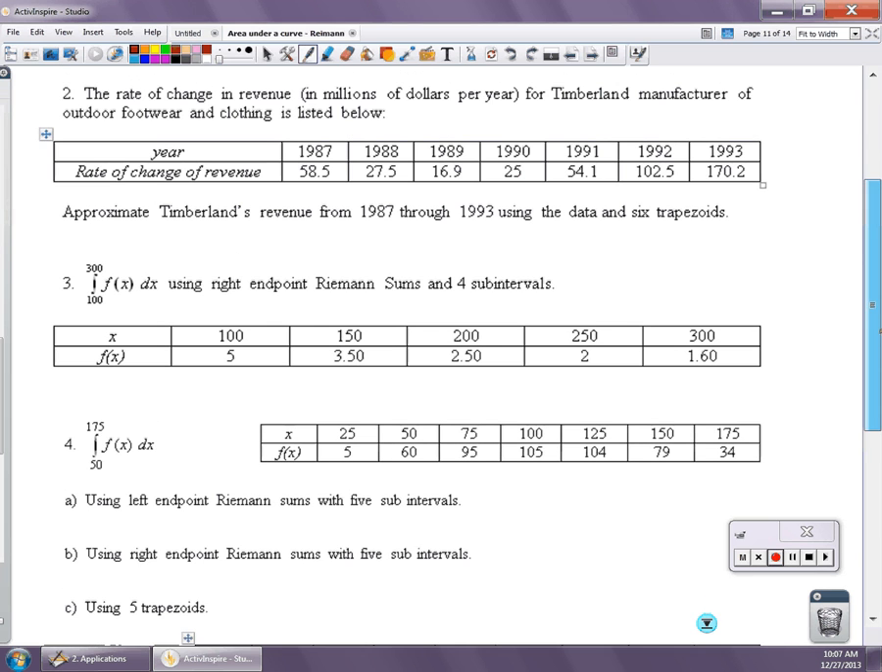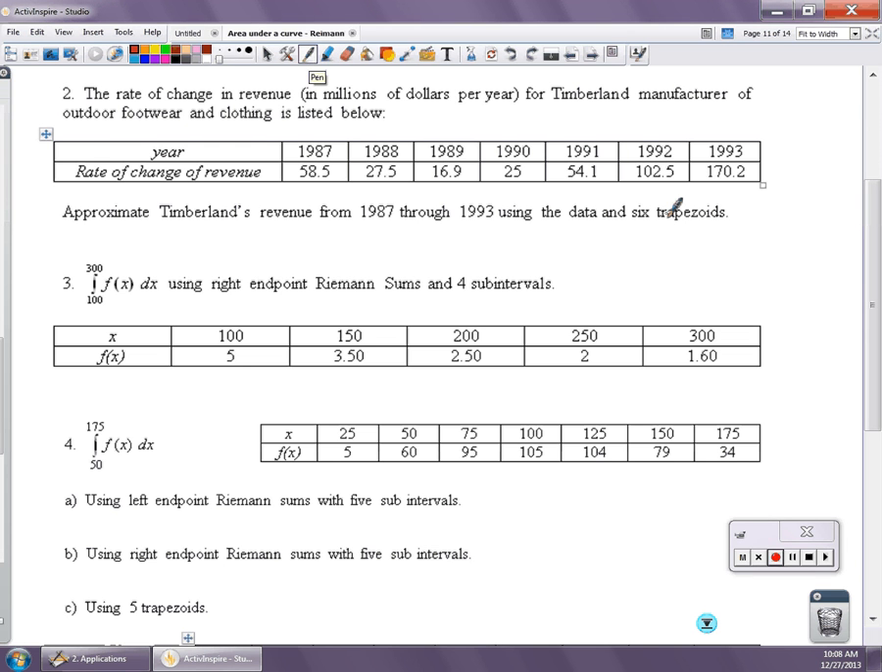Now I'm going to do problem number 2, but I'm going to change the problem. Notice that in this problem it tells me to approximate the revenue using 6 trapezoids. Well, we haven't learned the trapezoidal rule yet. We're going to learn that a little bit later. So I'm going to change this problem just for the purposes of an example. Don't change this on your paper because you're going to need this homework problem.